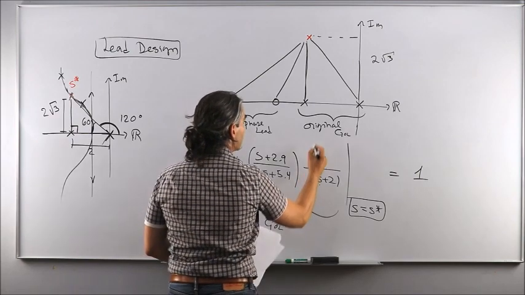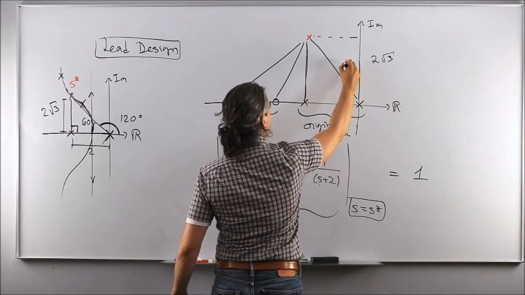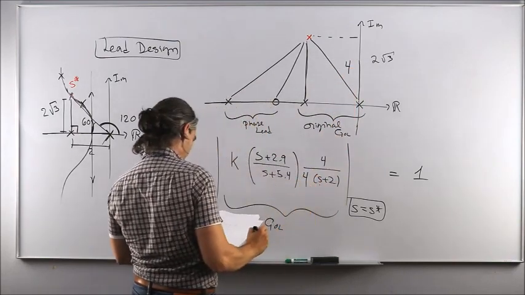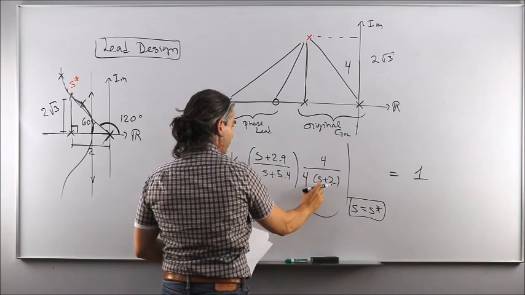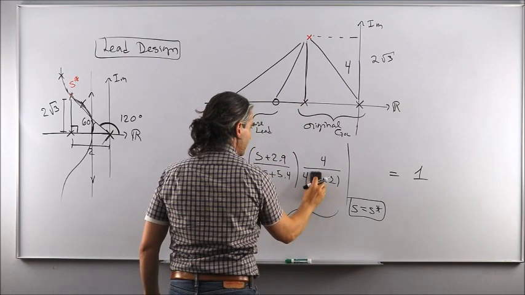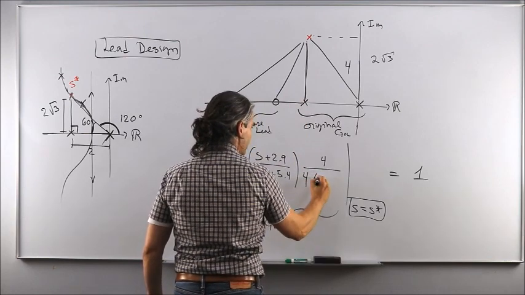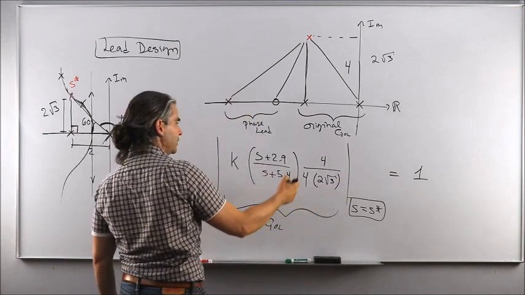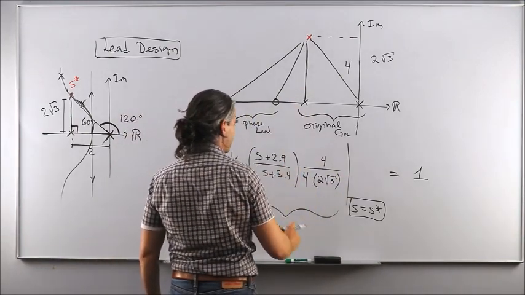This one is 4. Okay, the distance between here and here should be approximately 4. Like that. For the S equal minus 2 distance, we know that this is simply 2 times square root of 3. So you see I'm replacing my S minus PI with simply their net distances.